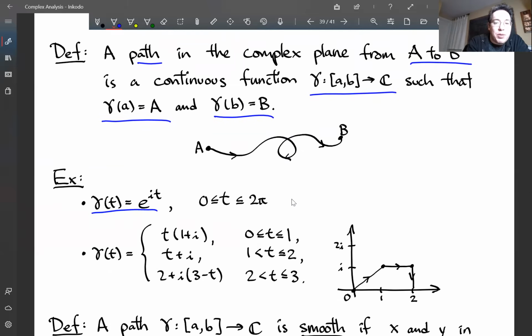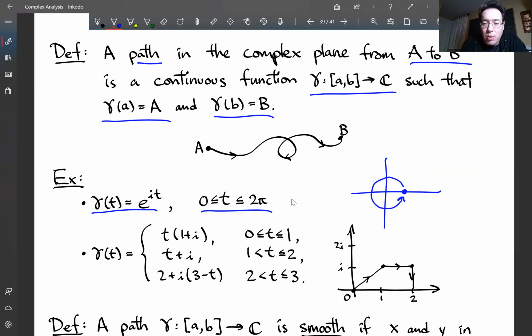So if you look at the path e to the it from t between 0 and 2 pi, this is a familiar path to us. It starts at 1 because e to the 0 is 1. And as t increases from 0 to 2 pi, it will trace the unit circle in a counterclockwise direction. So this is a path from 1 to 1. It starts and ends at the same location.